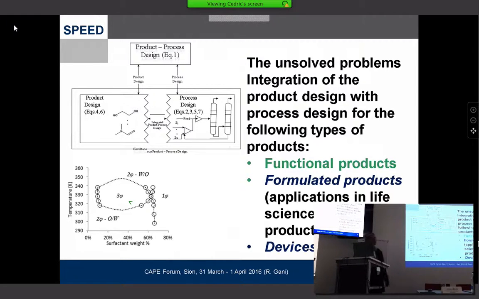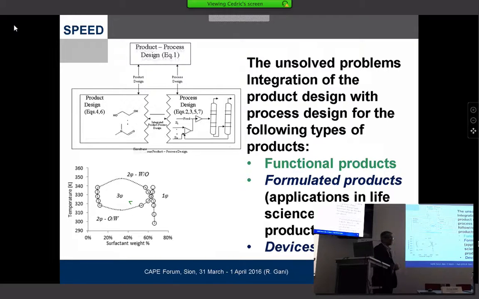Some problems that we still cannot solve. Functional products, I will show you also another problem here. The properties for different functions are sometimes almost impossible to model because we do not know enough theory on it and there is not enough data. Formulated products is the same thing. Applications in life science related products, not enough theory is known to develop computer-aided techniques.